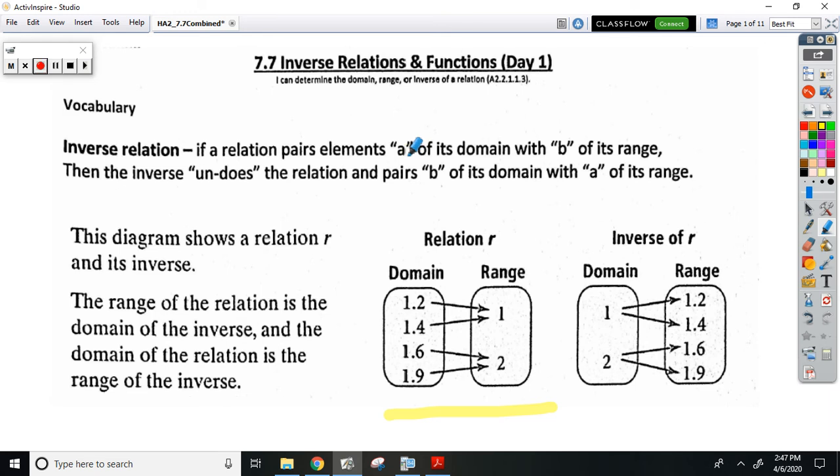An inverse of a relation basically switches the domain and range. So if the regular relation pairs A of the domain with B of its range, the inverse undoes that relation and pairs B of the domain with A of its range. So you can see that the domain here has become the range of the inverse, and the range of the original is now our domain. So basically they just flip-flop. The domain becomes the range becomes the domain.